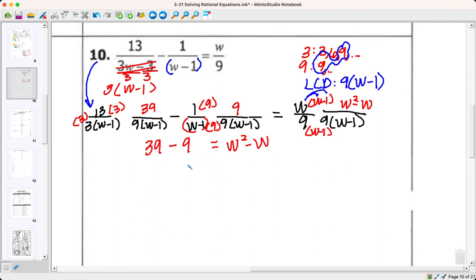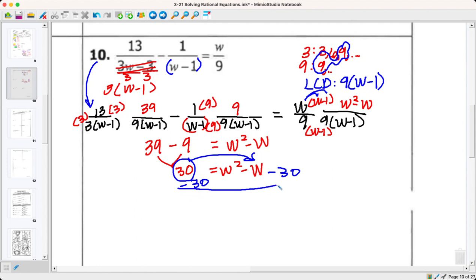From here, we want to factor, so we've got to set it equal to 0. 39 minus 9 is 30. Okay, and this is still equal to w squared minus w. So get your 30 over here. The only way to move it over there is to subtract it. So I'm going to minus 30 here, minus 30 here. Let's write this nice and neat. I have 0 equals w squared minus w minus 30.